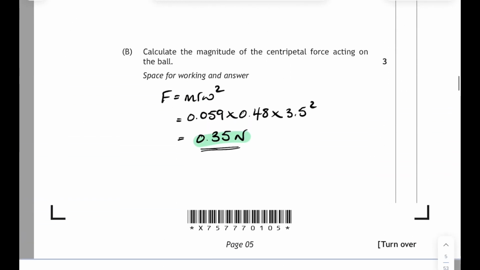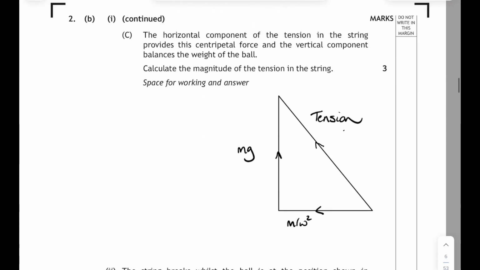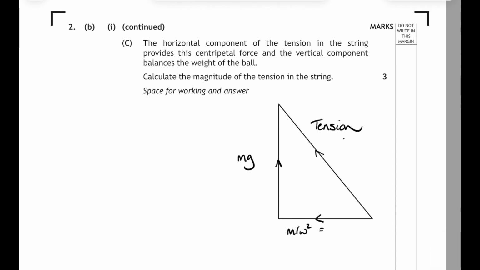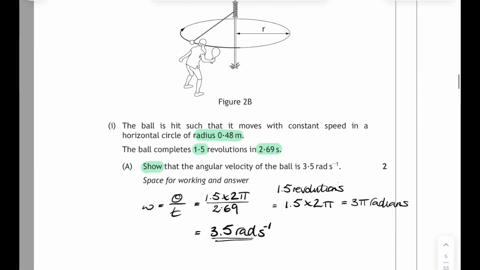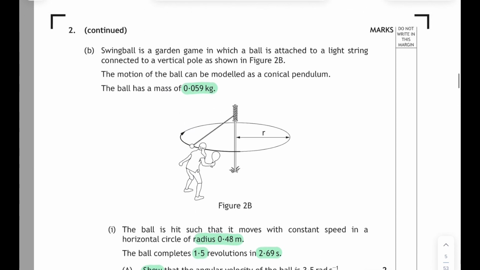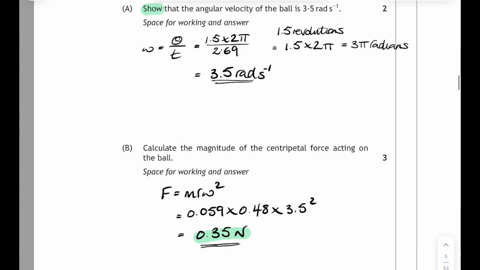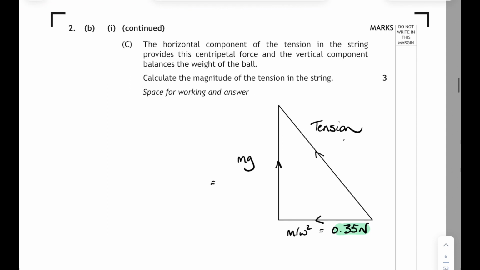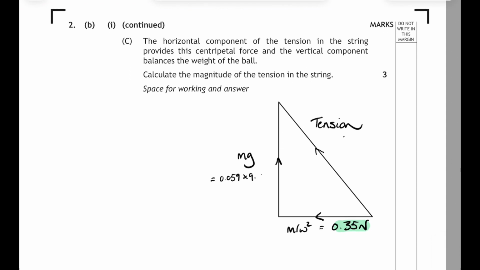The centripetal force we've just worked out is 0.35 newtons. So we can put that on the horizontal side. And the weight of the ball we can figure out from its mass. The mass of the ball was given right up at the top of the question. It's 0.059 kilograms. So 0.059 times 9.8 gives us a weight of 0.58 newtons.